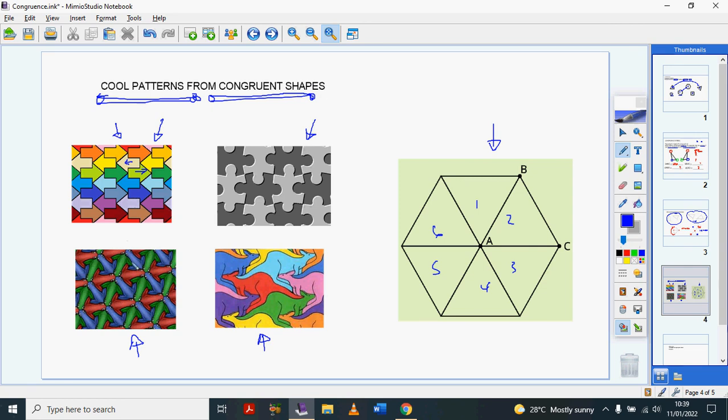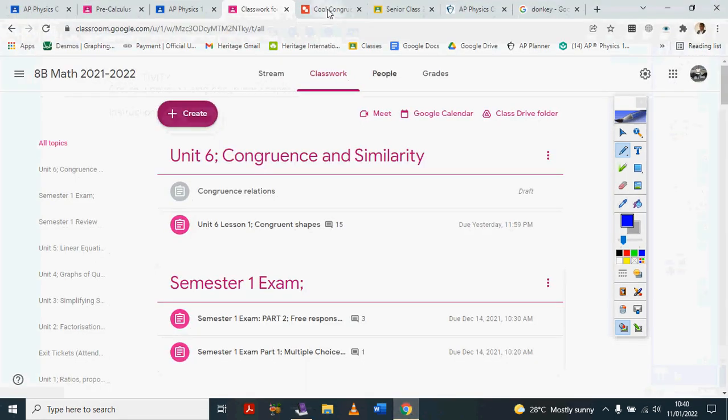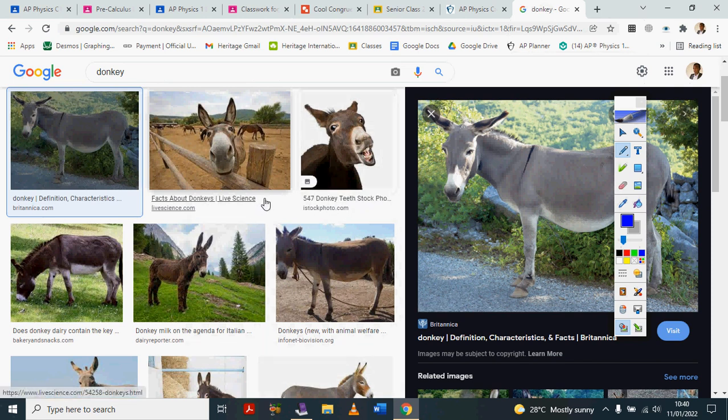And tomorrow we'll talk about this idea of how they can face in different directions and still be congruent. That idea of transformations, we'll talk about it tomorrow. But what I want you to do today for your homework is create a cool pattern using congruent shapes, right? I'm going to post something on your Google Classroom where you can use this drawing tool, and you can find any image you want. I looked up donkey, so if you want, you can use an image of a donkey.